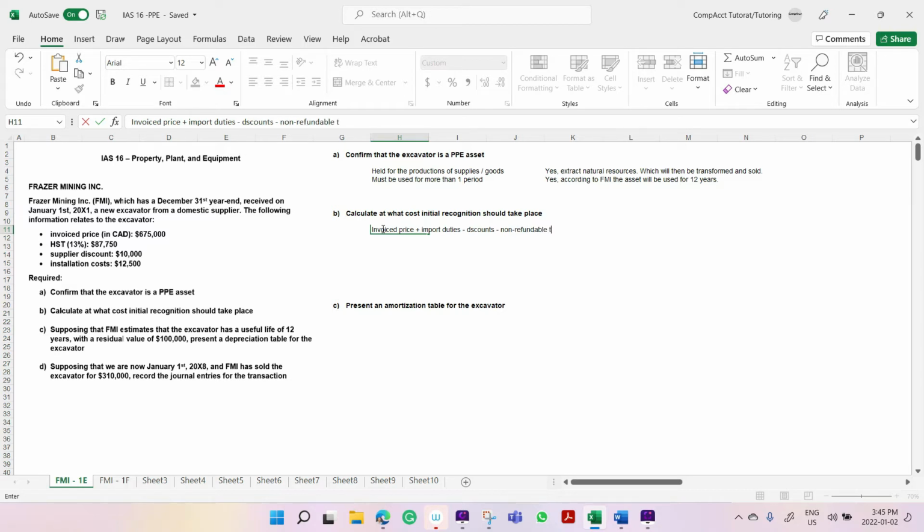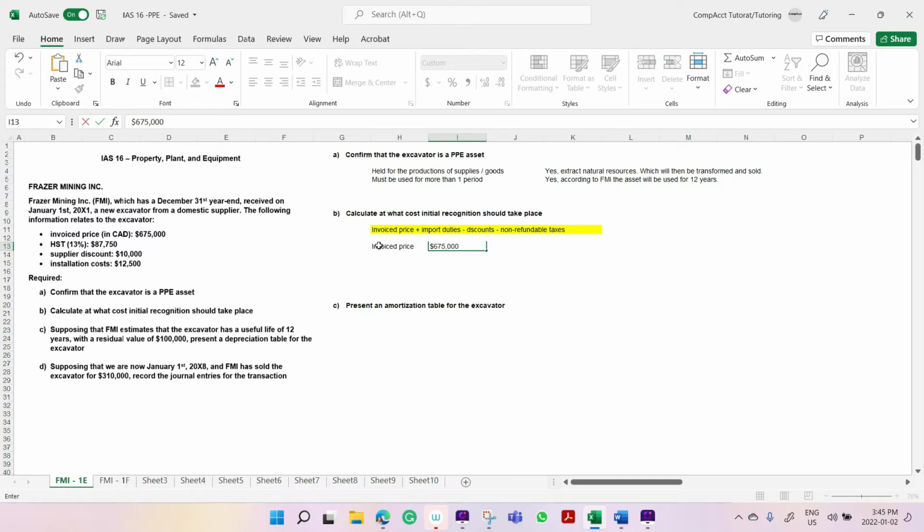non-refundable taxes. And I like this formula because for me it's easy to remember, and it covers a great majority of the problems you'll face going into the CFE or in your degree. So what do we have here really? We have the invoice price, which is 675.